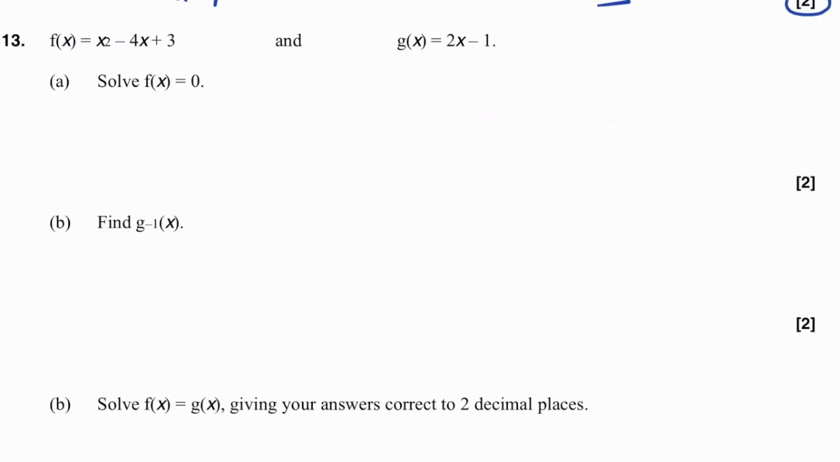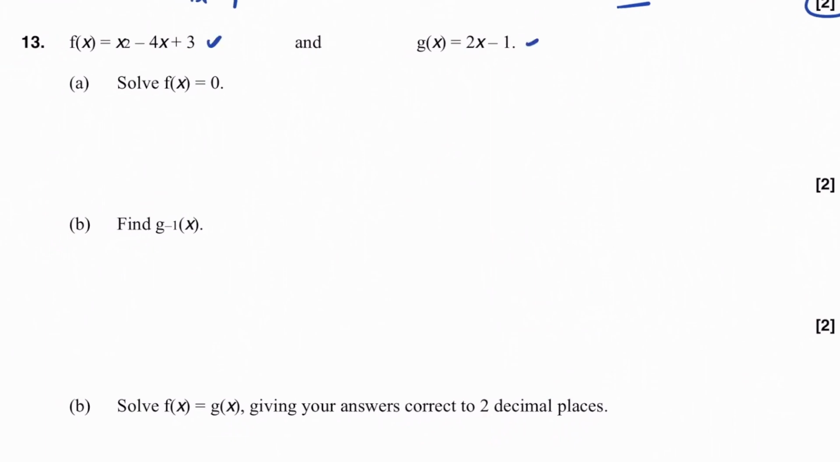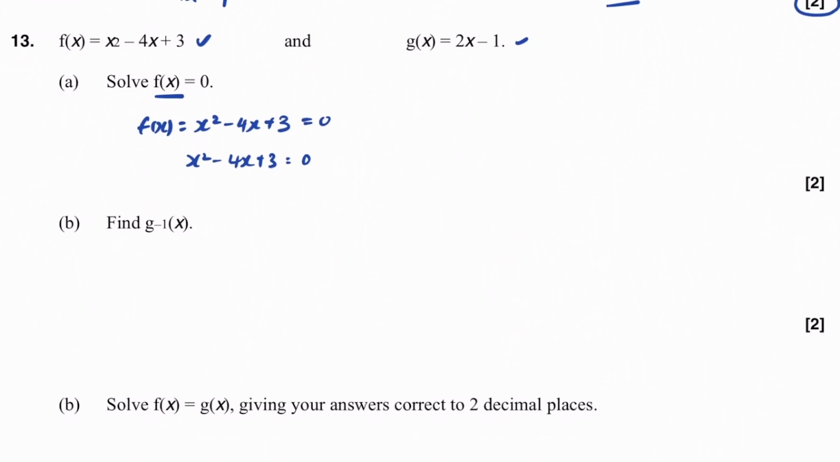Solve for f of x is equal to 0. So you're given 2 functions. Next question, you're given 2 functions. So focus on the f of x first. Let this f of x, x squared minus 4x plus 3, be equal to 0. So how do I let this equal to 0 then? x squared minus 4x plus 3 equals 0. Right? You have to solve for quadratic equations.